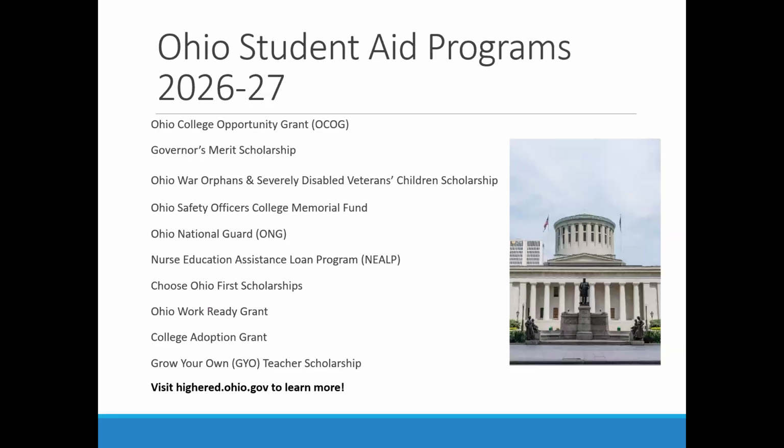This is a list of the Ohio student aid programs for 26-27, and I encourage you to go to highered.ohio.gov to learn more. Many of these programs use the FAFSA as the application, but some have additional application and requirements. I encourage you to go and look at all of the different programs that Ohio offers and what can be available to your student.